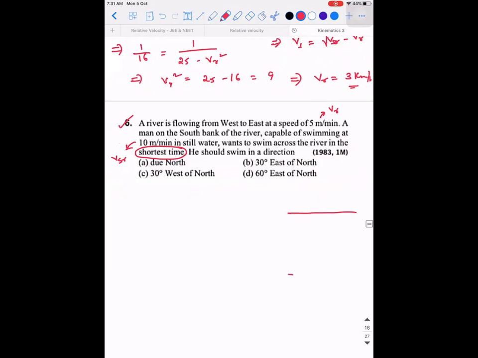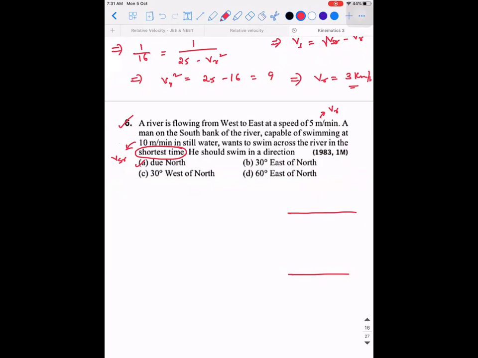They should start moving perpendicular. So what is the answer? Due north. That's it. You need not solve. The remaining data is unwanted. They have given it only to confuse you. The answer is due north.